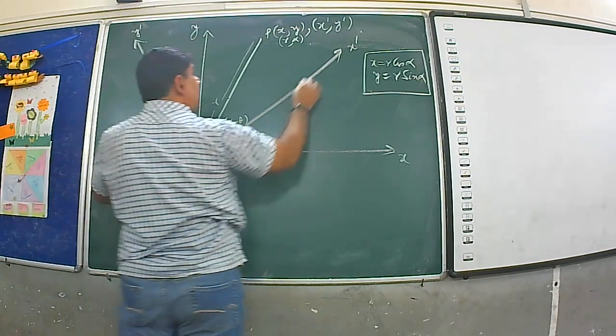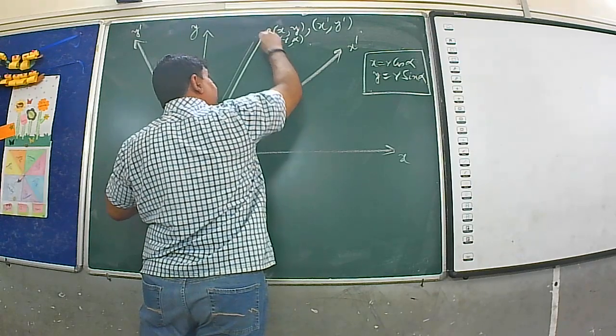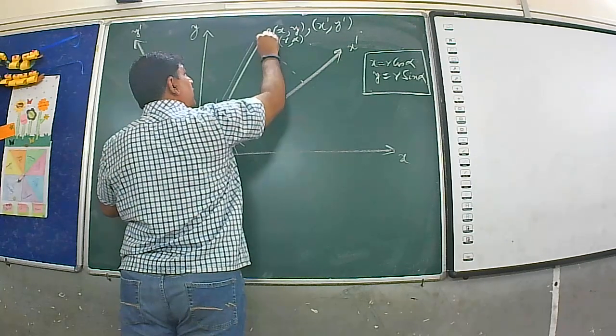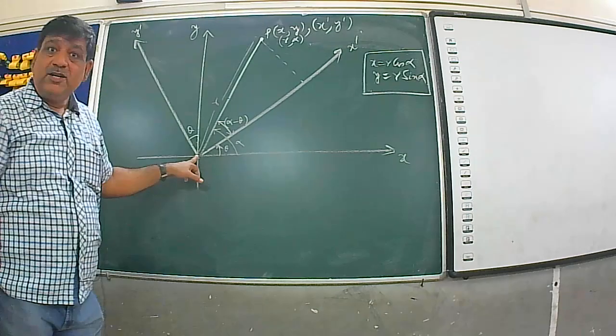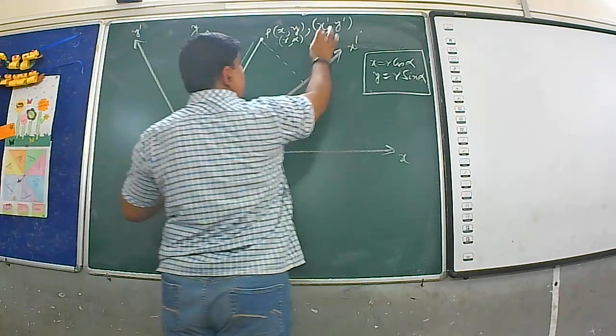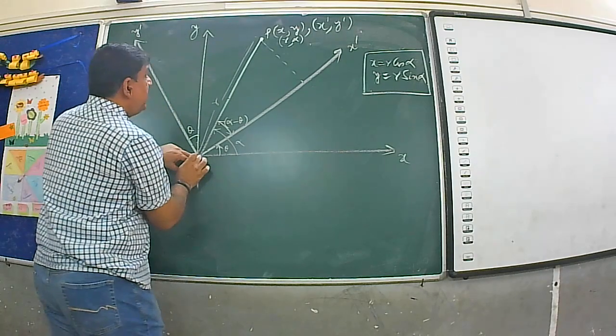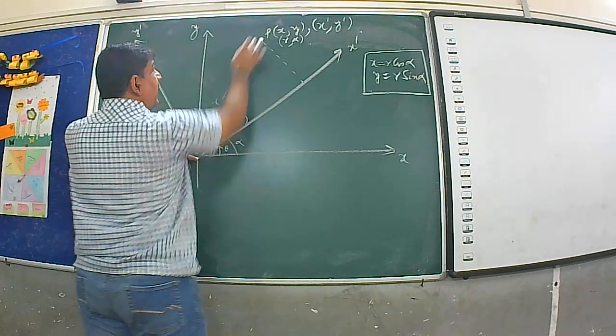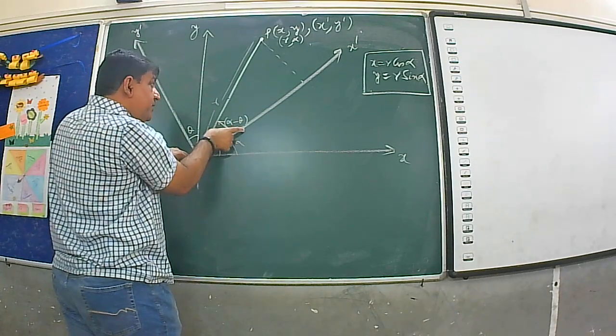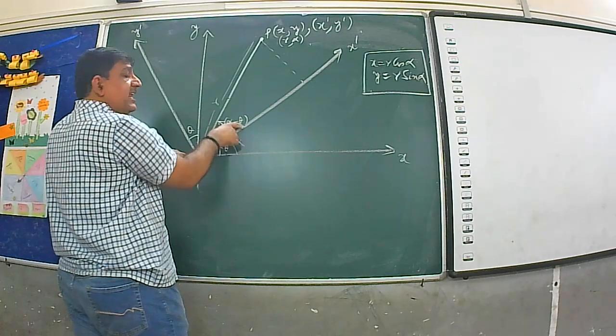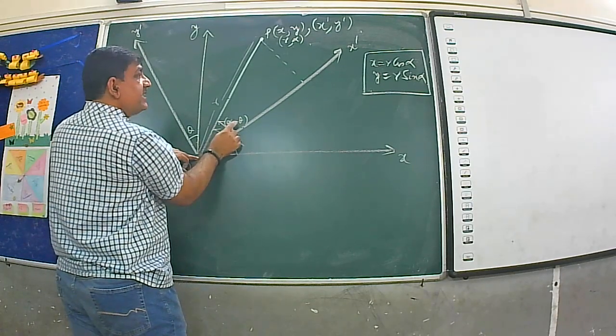What about the polar coordinate of this point? Now for this point, if its Cartesian coordinates are x dash, y dash, the polar coordinates, you see here, the pole is of length r. And what about the angle made with the new x-axis, this angle? So this angle is alpha minus theta.